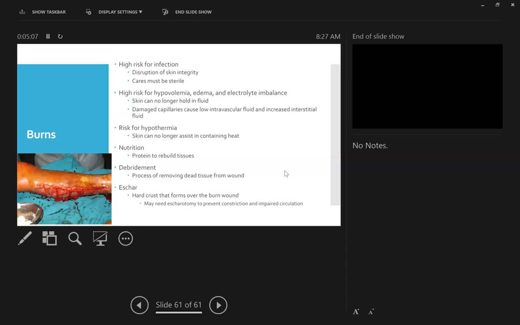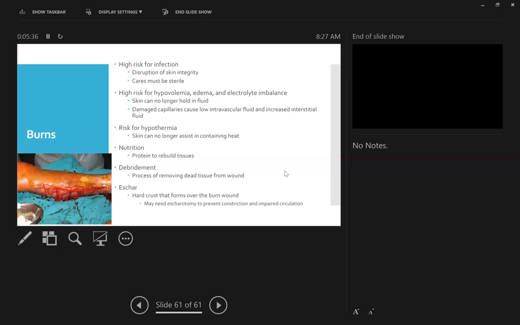So all care must be sterile, because if we're going to be doing any kind of wound management, wound care, it needs to be sterile. You have to touch these with sterile gloves. They are at high risk for hypovolemia, edema, and electrolyte imbalance. The skin can no longer hold in the fluid. And so we can especially see that with the second-degree burn, with that blistering, that's fluid escaping because the function of the skin has been impaired.